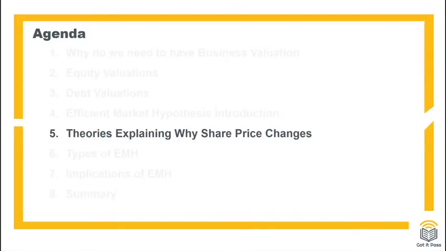Okay, move to the theories explaining why share price change. We just discussed the efficient market hypothesis introduction. We just shared with you how to get the numbers of the investors' return. It includes two parts. The first one is the dividend yield, the return from dividends. The other is the capital gains. So capital gains is from the price changes. So here we will talk about the price changes, the theories explaining the price changes, and also the efficient market hypothesis on the price change.